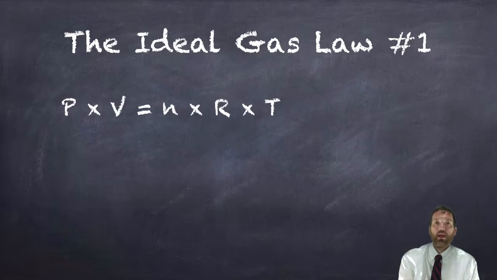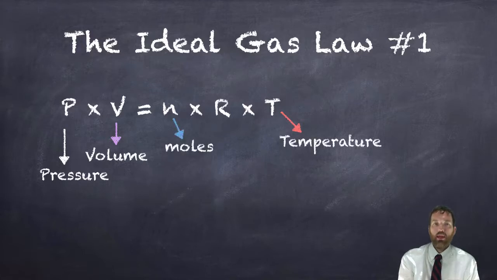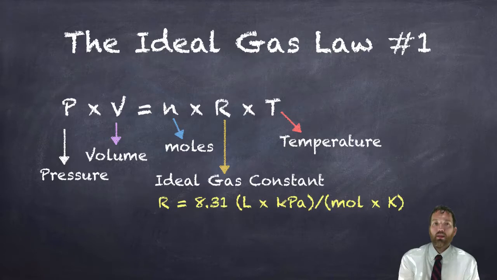There's two of them. The ideal gas law number one is PV equals nRT. P, of course, is pressure, V is volume, T is temperature, and that's in Kelvin. N is amount of moles, you may remember that, and R is something new. R is called the ideal gas constant. It's a known number, a value that they have to give you, and it's got some crazy derived units at the end of it. The ideal gas constant is 8.31 liters times kilopascals divided by moles per Kelvin.